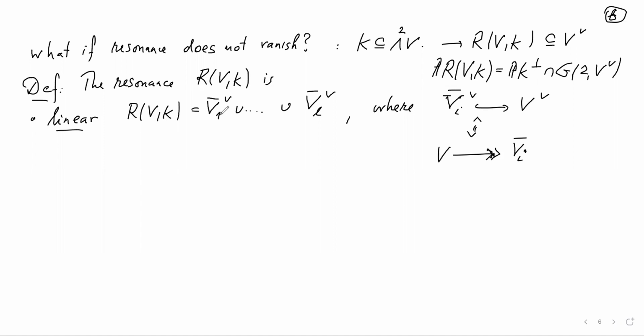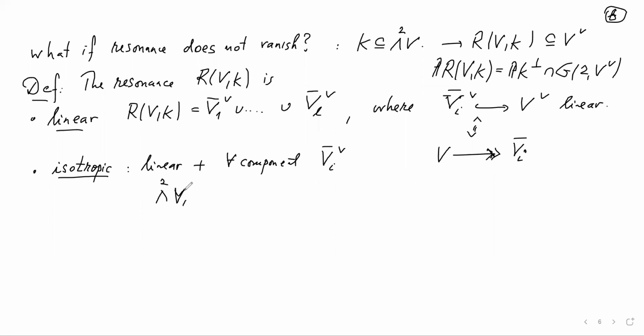So the resonance is a union of subspaces of the dual, linear subspaces. So this is a linear subspace. And there are finitely many of them. This is the first definition. The second condition is the resonance is isotropic. If each of these is, first of all, linear, plus an extra condition, namely for each component of the resonance, VI bar dual, we have in fact a stronger condition, namely we have that wedge 2 of VI dual is in fact containing K orthogonal.